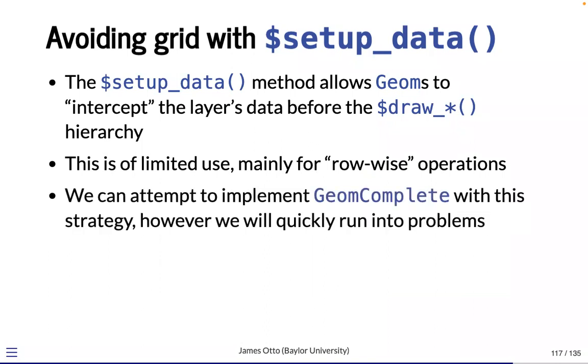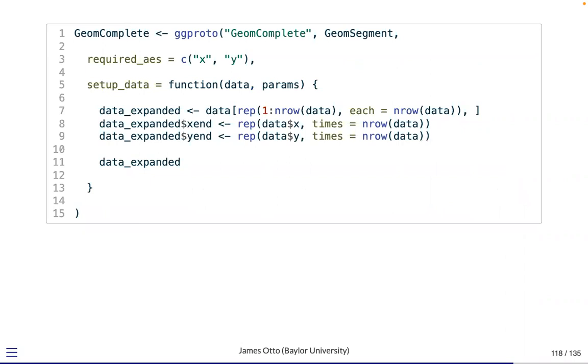Anyways, so we can try, and we're going to implement geom complete using a setup data method instead of the draw group method. But it's actually going to fail, and that's because it's not row-wise operations. We'll see. So, like I said, setup data is a function that's going to take in the data and params, don't worry about that. And it's going to return the data after it's been set up and ready to go to the draw functions.